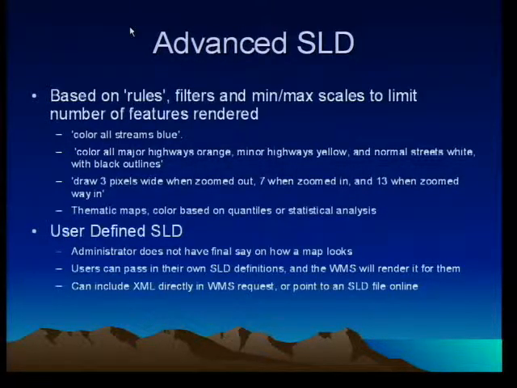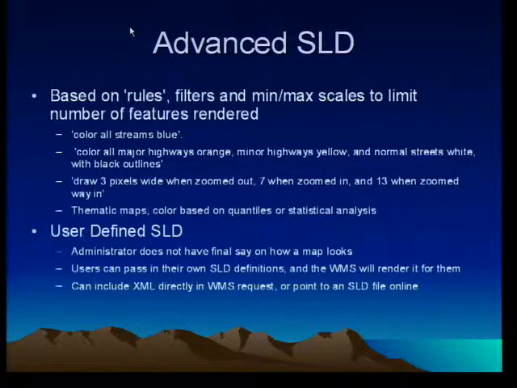You could also say, use a road type attribute and color major highways orange, minor highways yellow, and normal streets white with black outlines. And then you can base it on the zoom levels as well. At this zoom level, draw with 3 pixels, zoomed in more with 7, zoomed in more with 13.